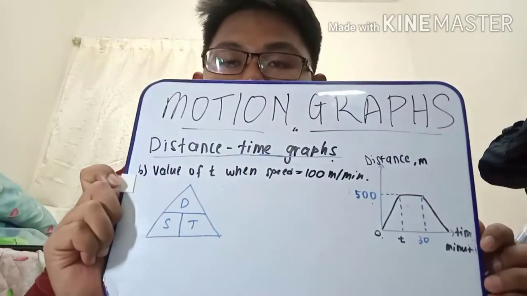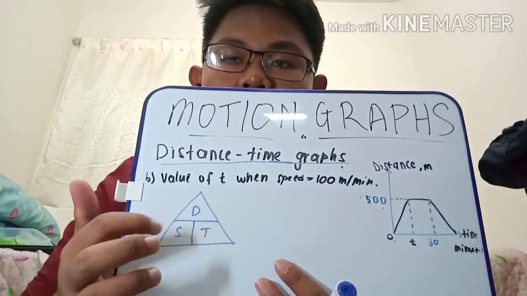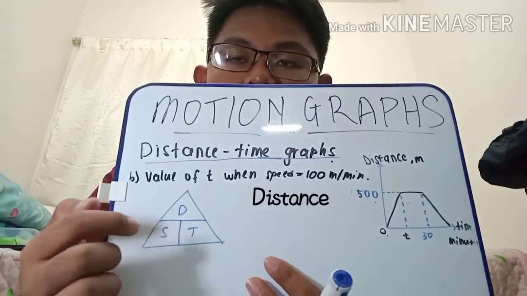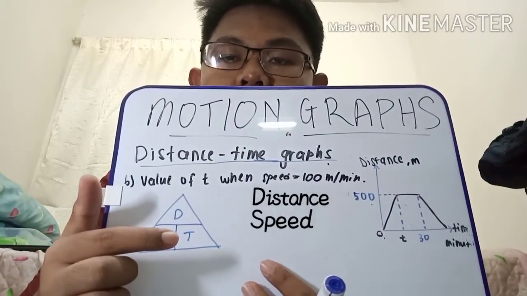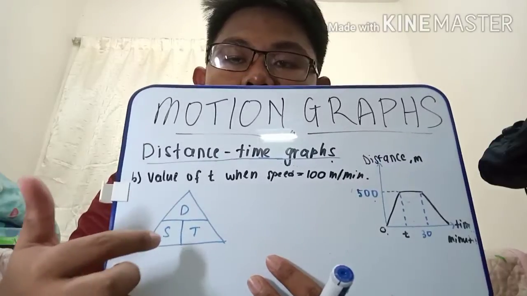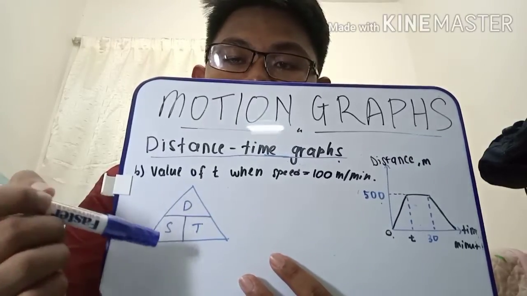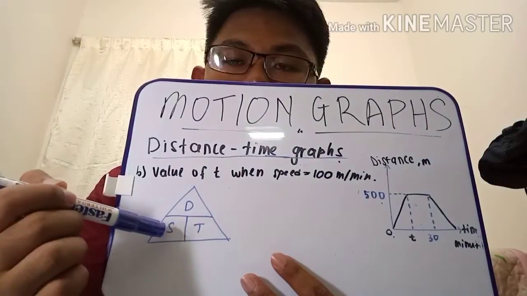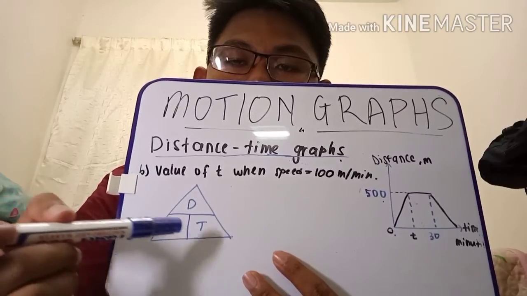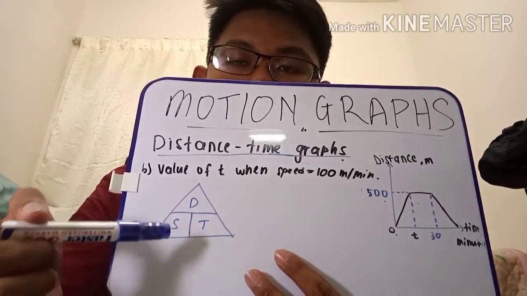So here's the relative for you guys. As you can see, I've drawn a triangle over here and there are 3 letters in it: D, S and T. D stands for distance, S stands for speed, and T stands for time. So why do I draw a triangle? This shows that if you want to find distance, you multiply speed with time.